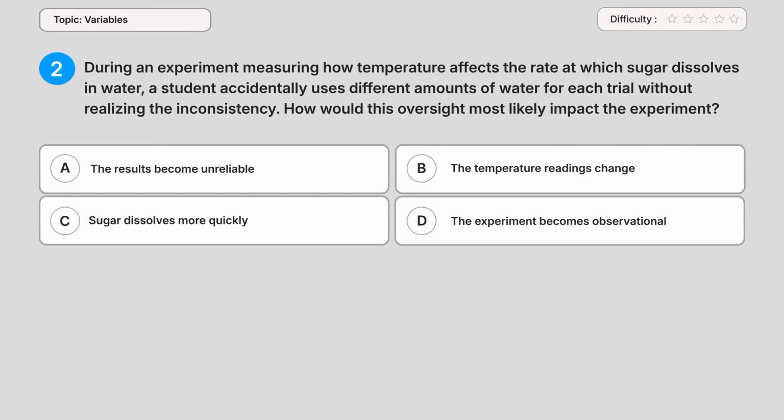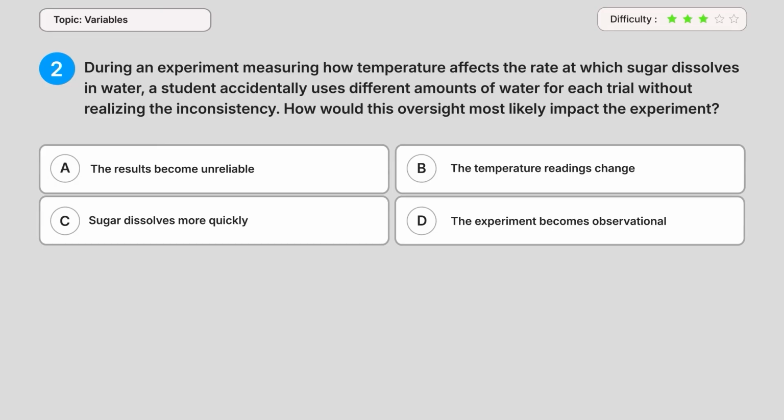2. During an experiment measuring how temperature affects the rate at which sugar dissolves in water, a student accidentally uses different amounts of water for each trial without realizing the inconsistency. How would this oversight most likely impact the experiment?